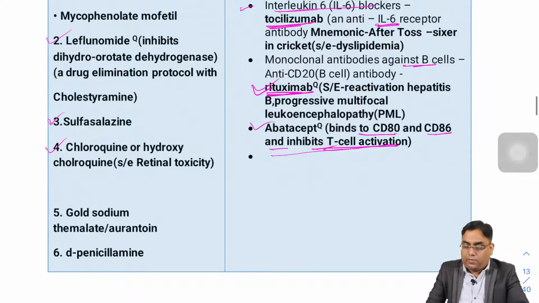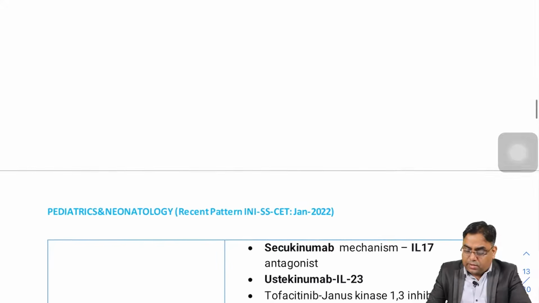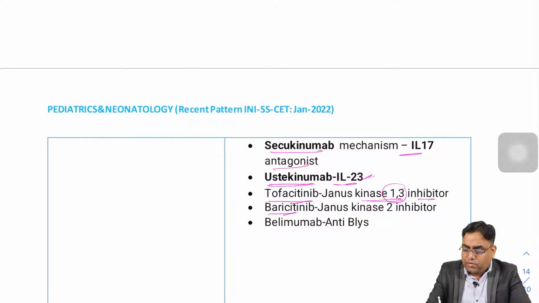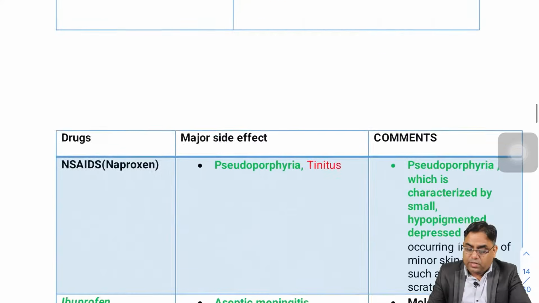Clear? Now, other than this, there are other drugs like secukinumab, an interleukin 17 antagonist, ustekinumab, an interleukin 23 antagonist, tofacitinib, a Janus kinase 1 and 3 inhibitor, and baricitinib. So, B for bi and B for Janus kinase 2 inhibitor, and belimumab is anti-BLyS. Okay. So, these are the drugs used in rheumatic diseases.